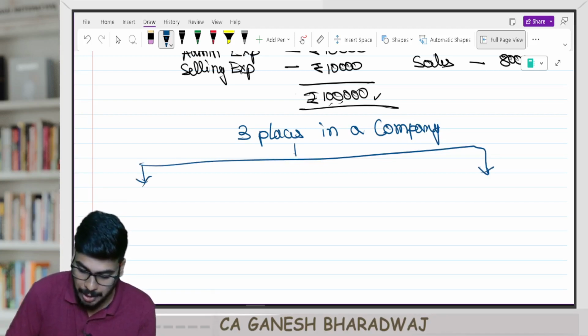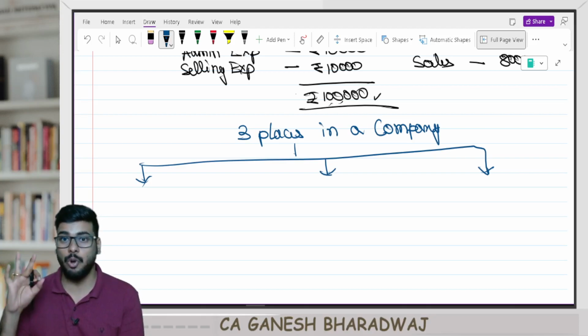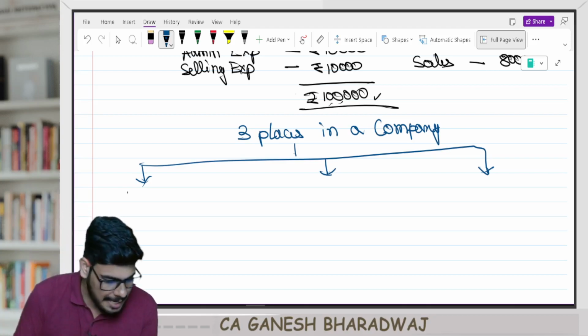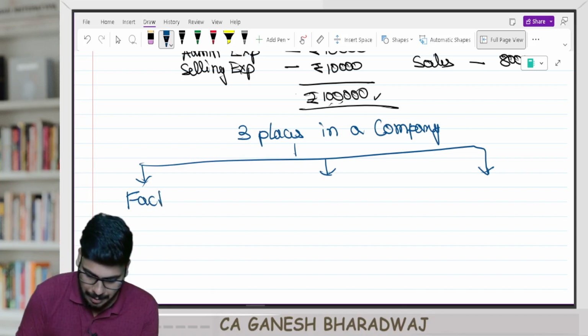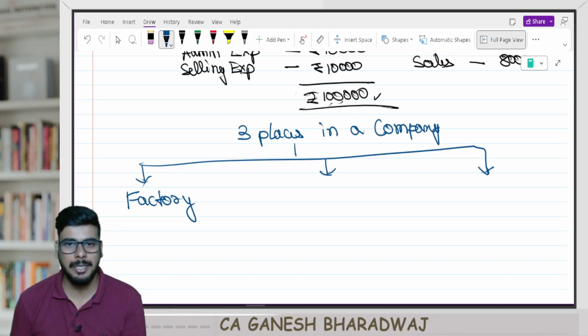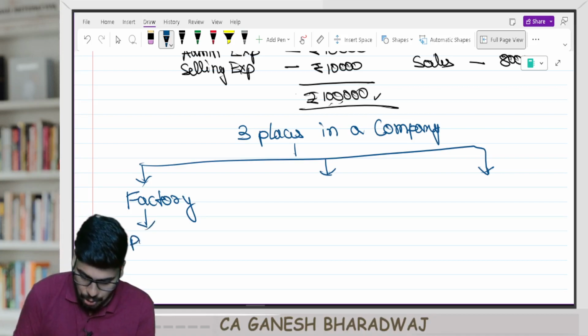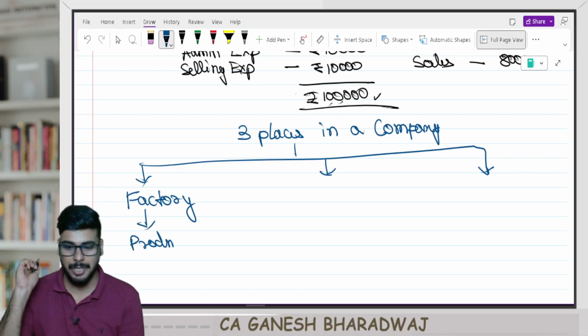Guys, very important for understanding the subject. In every company, if you see, there will be three locations. What are the three locations? There will be a place called factory. What happens in a factory? Production, manufacturing activity, correct? So production activity happens.